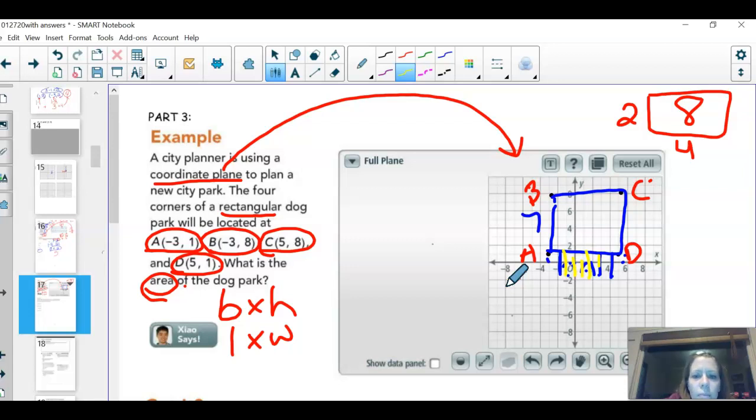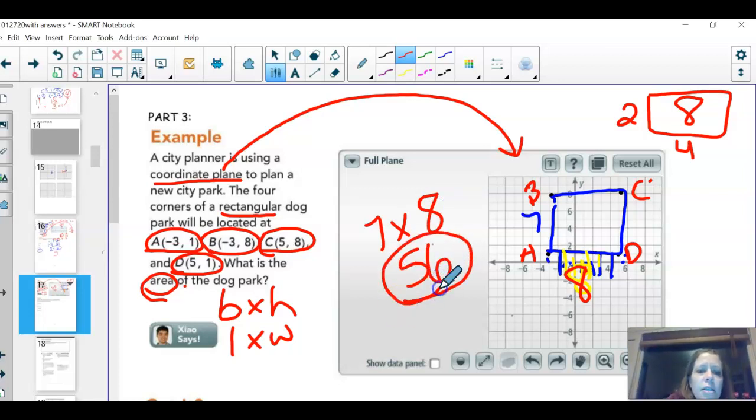And when I'm looking between A and D, okay, now that one is going to be 8. Okay, so now when I count that, I have 8. Now I can multiply, and I have 7 and 8. To find the area, I'm going to do 7 times 8. So the answer is 56. And I'm going to put unit squared because I'm not sure what the unit is. And so we always do unit squared.